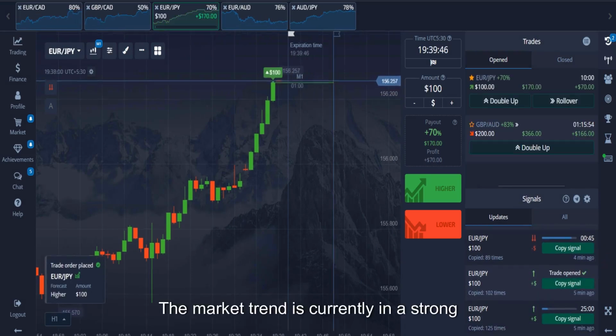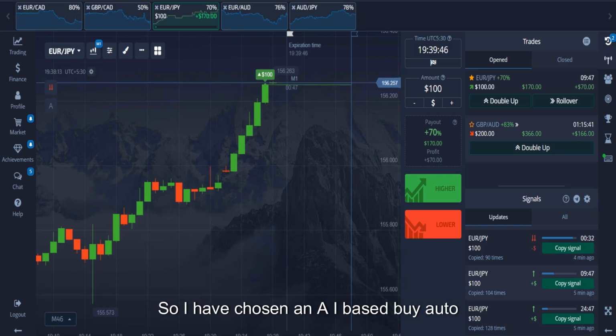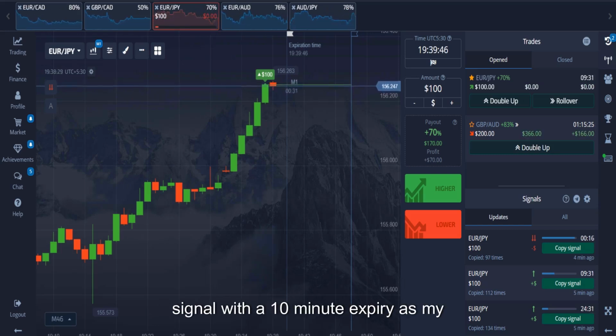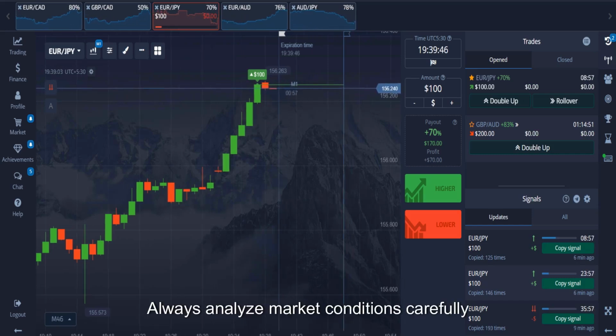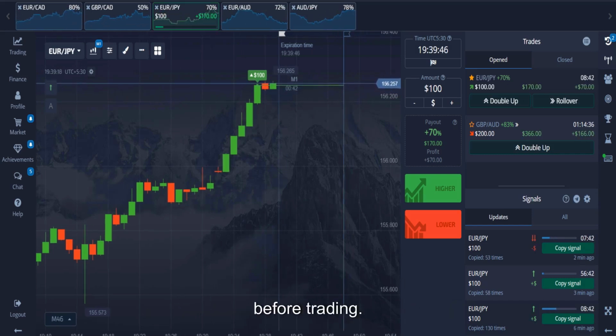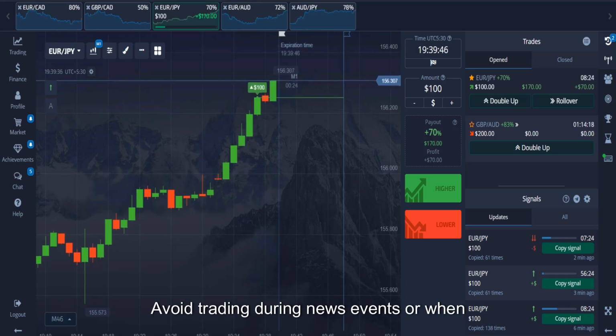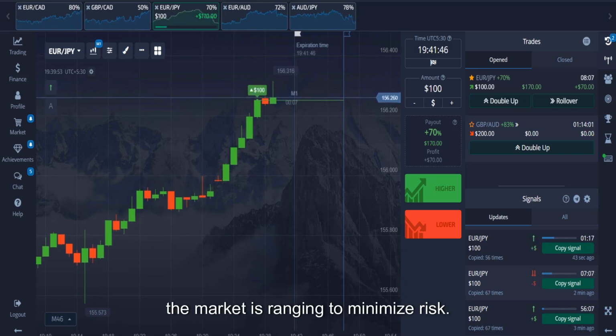The market trend is currently in a strong uptrend, so I have chosen an AI-based buy auto signal with a 10-minute expiry as my strategy. Always analyze market conditions carefully before trading. Avoid trading during news events or when the market is ranging to minimize risk.